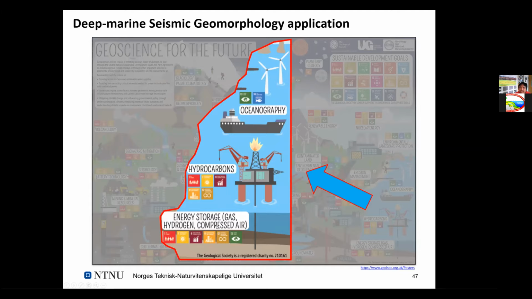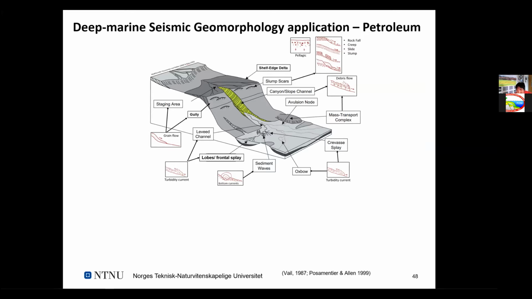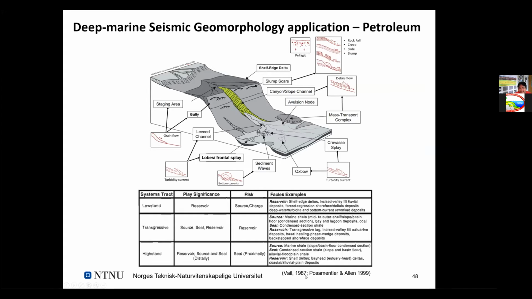I think I put one example also about the geohazards. Petroleum, yeah, of course, we have discussed a lot that we have sandy, we have shale, and from all these depositional elements can directly inform you about where is your reservoir, where is your source rock, where is the seal, where is the trap. And when it comes to stratigraphy, the publications by Peter Vail, 1987, Posamentier and Allen, 1999, will help you to locate where is your reservoir, source rock, seal in the stratigraphy.